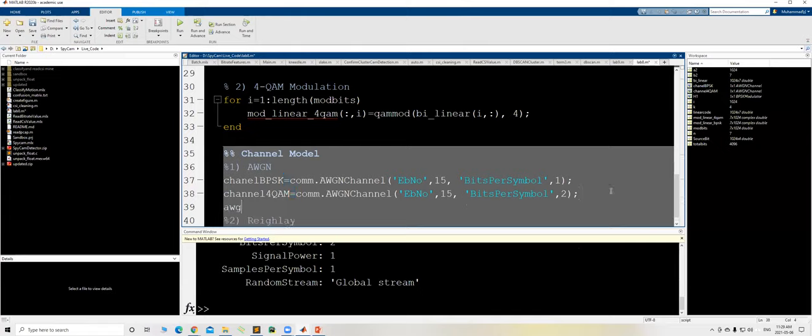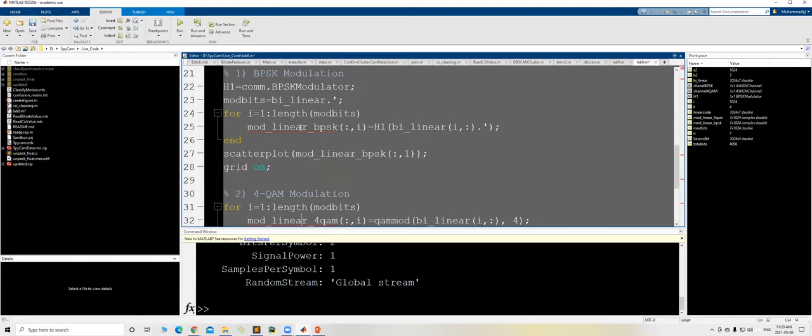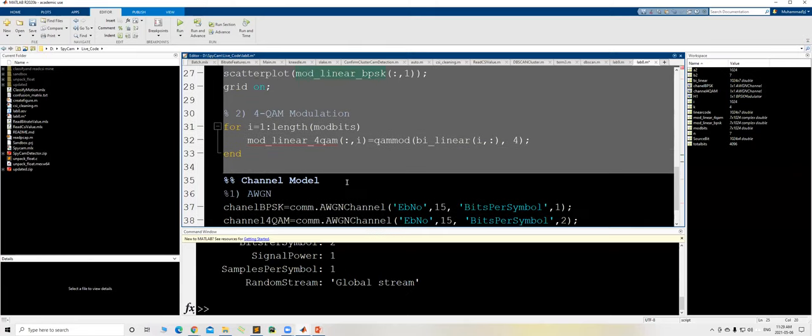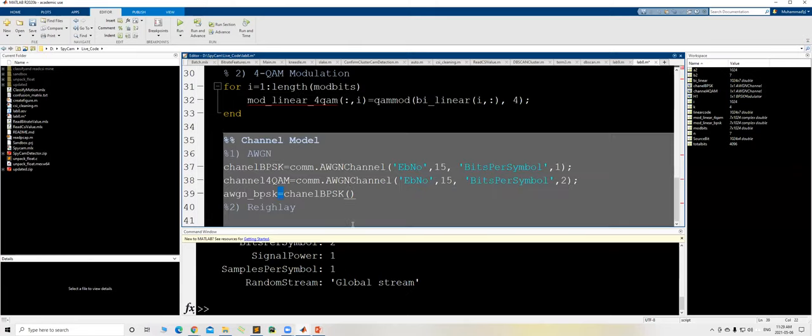And now I'm saying that AWGN_BPSK is equal to this one channel. This is my channel. And what is my input? The input is this one, the BPSK modulated symbols. So all the modulated symbols are transmitted like that. I will simply write it down, and then I'll copy it and paste it like that.